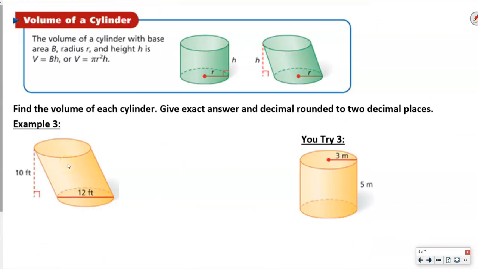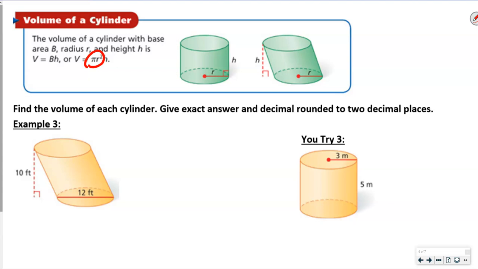Okay, so then we're going to talk about cylinders. Cylinders are a little bit different. We're going to do base times height, and know that the base of a cylinder is a circle, right? So you see this part of the formula right there, pi r squared. That is the base because it's a circle. So it says find the volume of each cylinder, give the exact answer, and the decimal rounded to 2 decimal places.